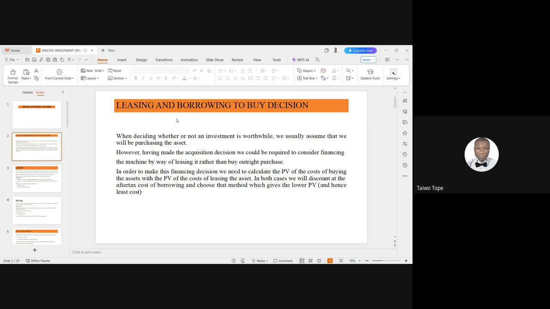So in deciding if an investment is worth acquiring, we must still decide how to finance it. To do this, we compare the discounted cost of buying versus leasing, and we select the cheaper option, that is the option with the lower PV. So that is the approach to that.